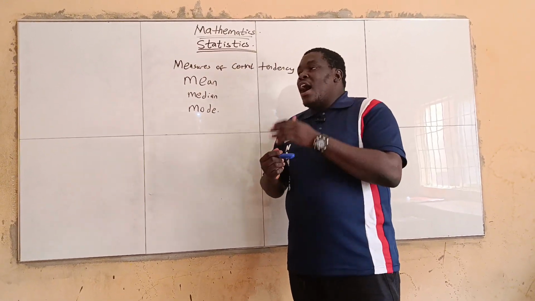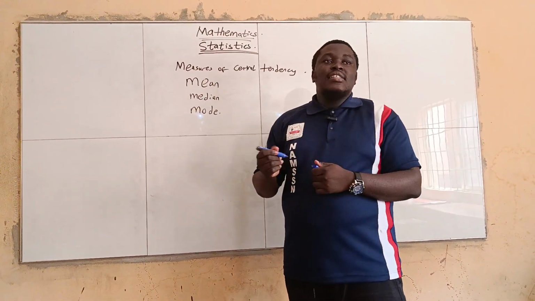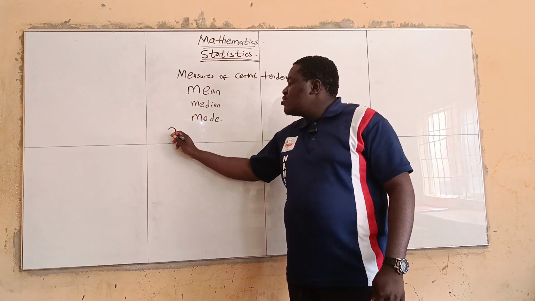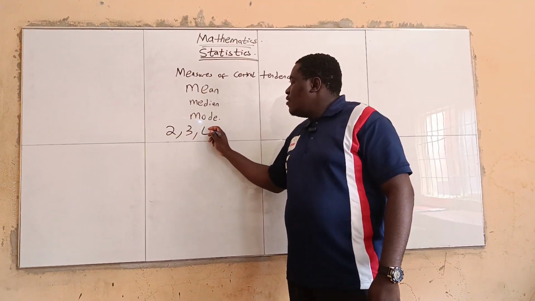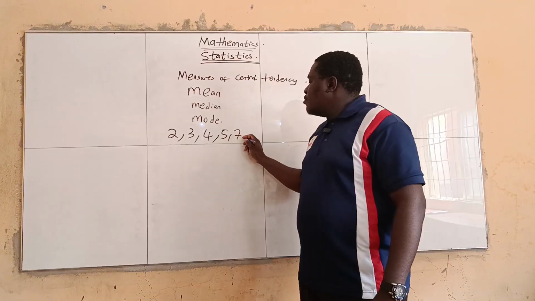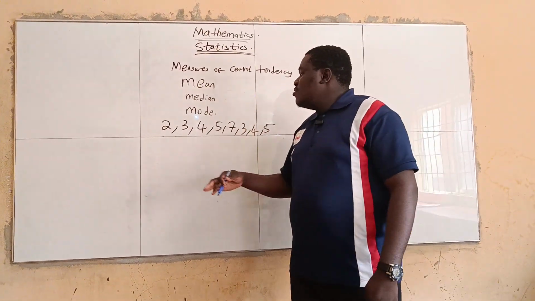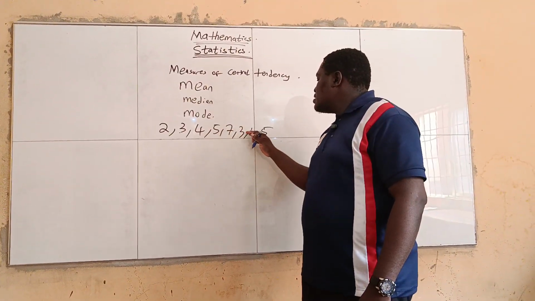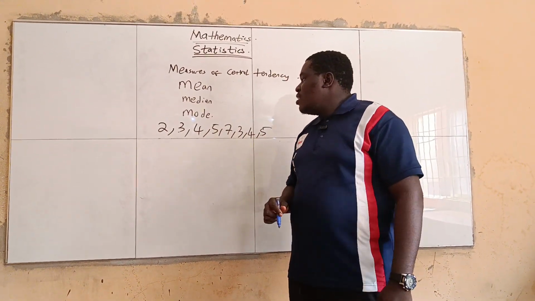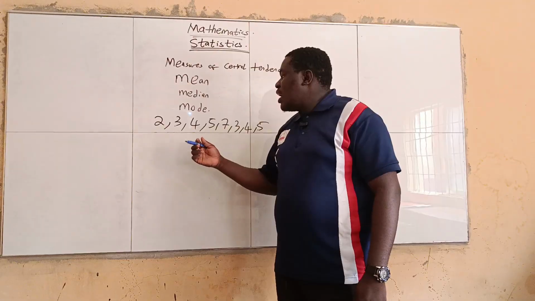That is mean. Now, a very good example we are going to look at is calculating the mean of these values: 2, 3, 4, 5, 7, 3, 4, 5. Now, looking at these values, we have 1, 2, 3, 4, 5, 6, 7, 8. 8 values in question. Now, we need to be able to calculate the mean. How do we calculate the mean?